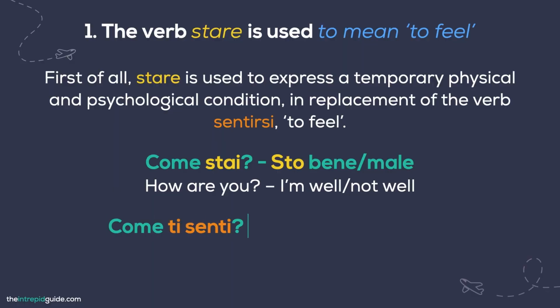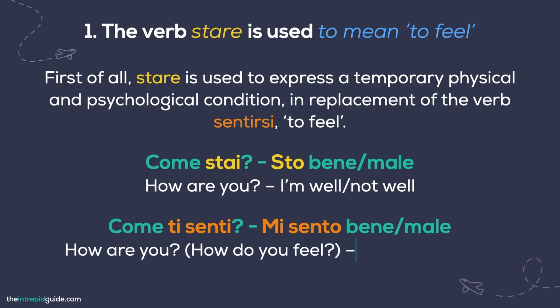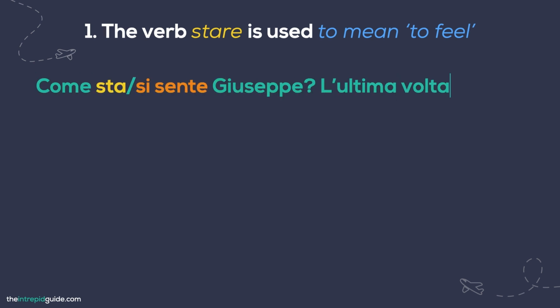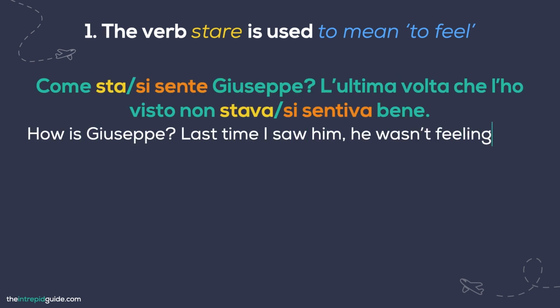Other than being conventional ways to greet someone, the question come stai or come sta can be asked to genuinely inquire about the state of health of someone. Here, stare can be replaced by sentirsi. Take a look at this example. Come sta? Si sente. Giuseppe? L'ultima volta che l'ho visto non stava, si sentiva bene. How is Giuseppe? Last time I saw him, he wasn't feeling well.